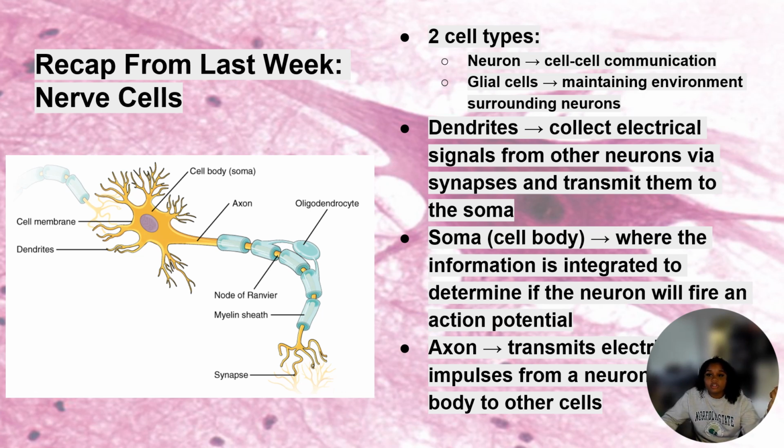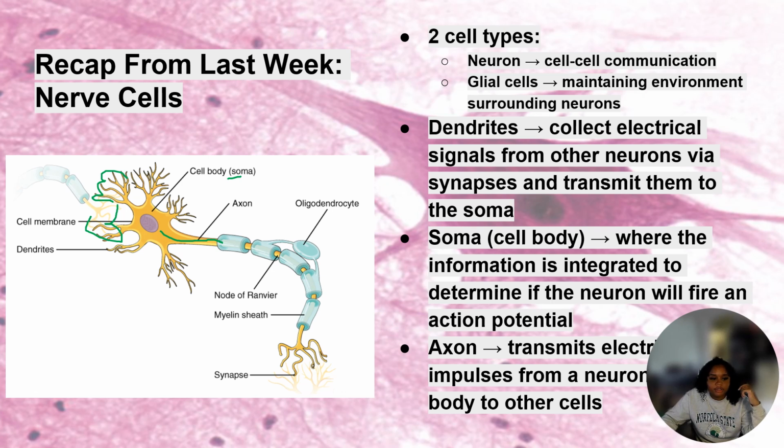So remember, the neuron is for cell-to-cell communication, and your dendrites right here, see those little hair-like projections, will collect electrical signals from the synapse of another neuron, which you see right here. And then those signals are sent to your soma, which is the cell body. That's where the information is processed and it's determined if the neuron is going to fire the action potential. And that goes through your axon right here.